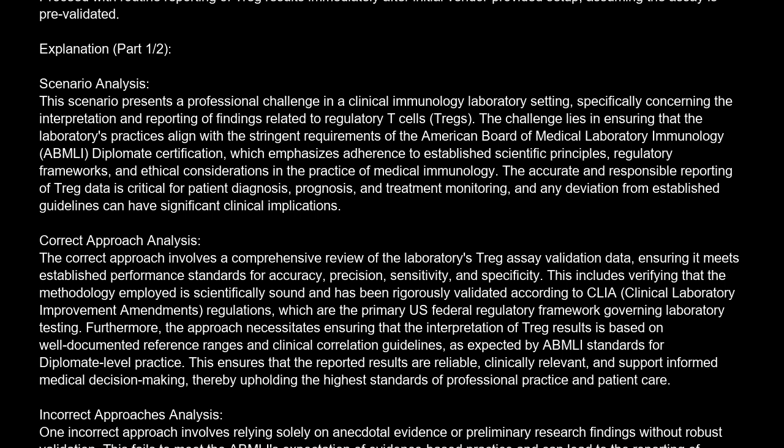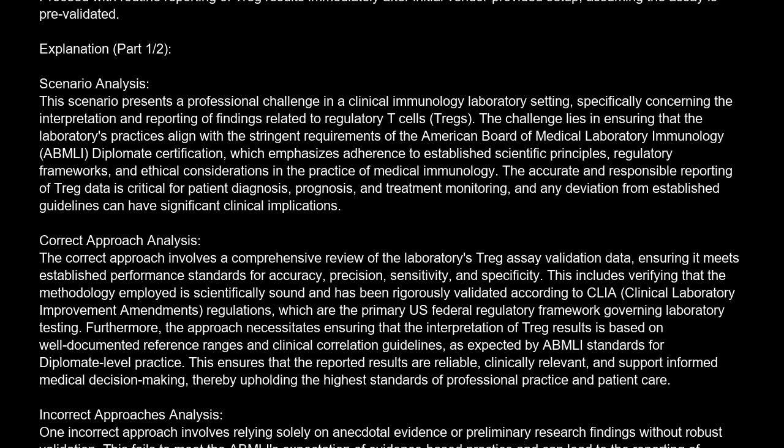Correct approach analysis. The correct approach involves a comprehensive review of the laboratory's TREG assay validation data, ensuring it meets established performance standards for accuracy, precision, sensitivity, and specificity. This includes verifying that the methodology employed is scientifically sound and has been rigorously validated according to CLIA, Clinical Laboratory Improvement Amendments, regulations, which are the primary U.S. federal regulatory framework governing laboratory testing.